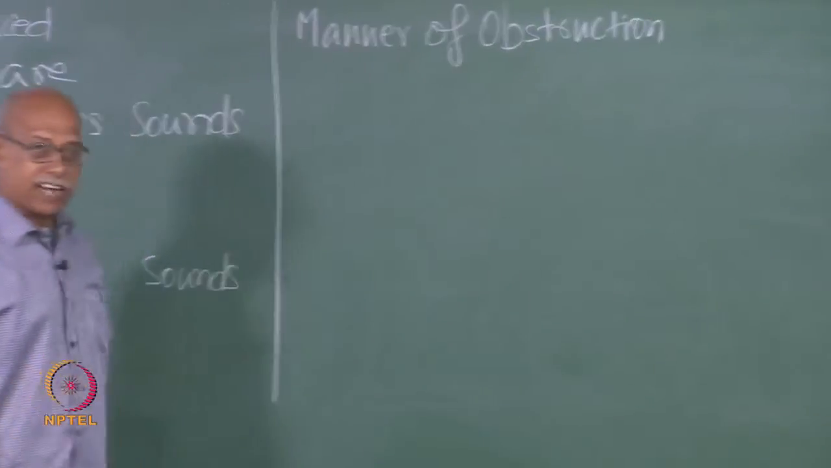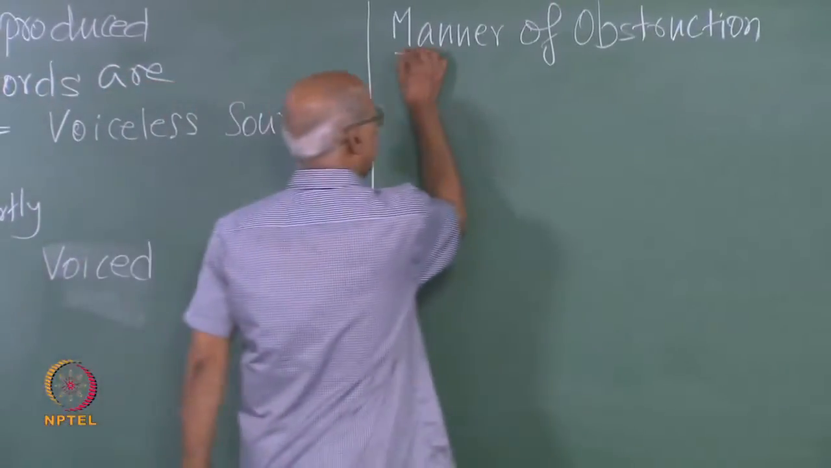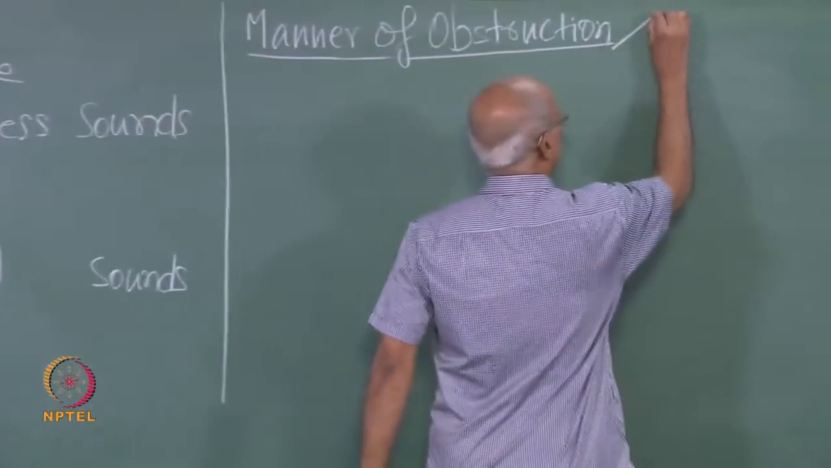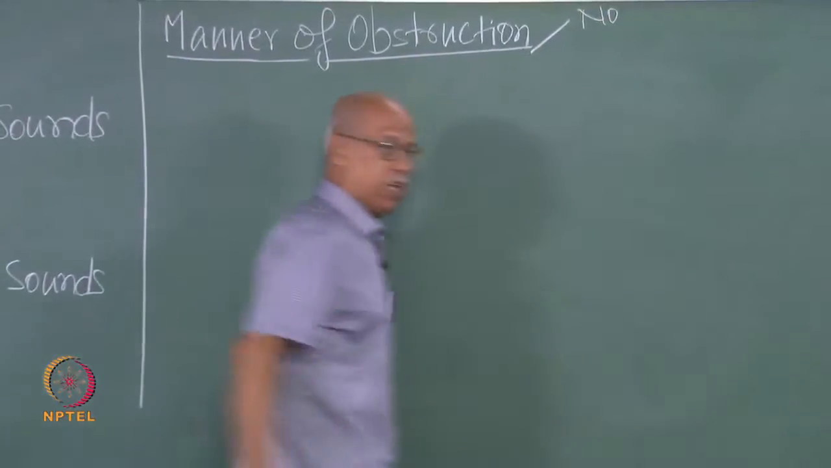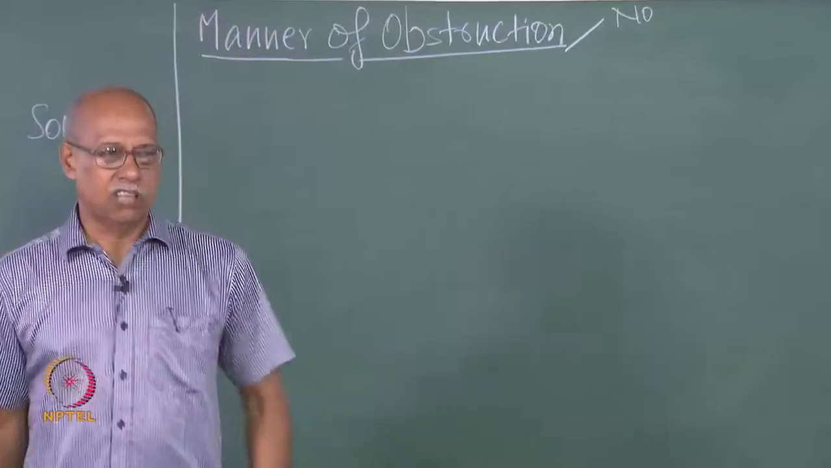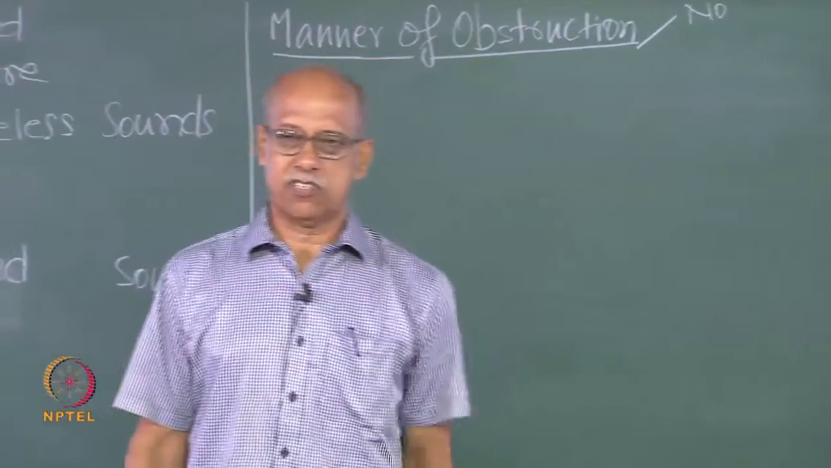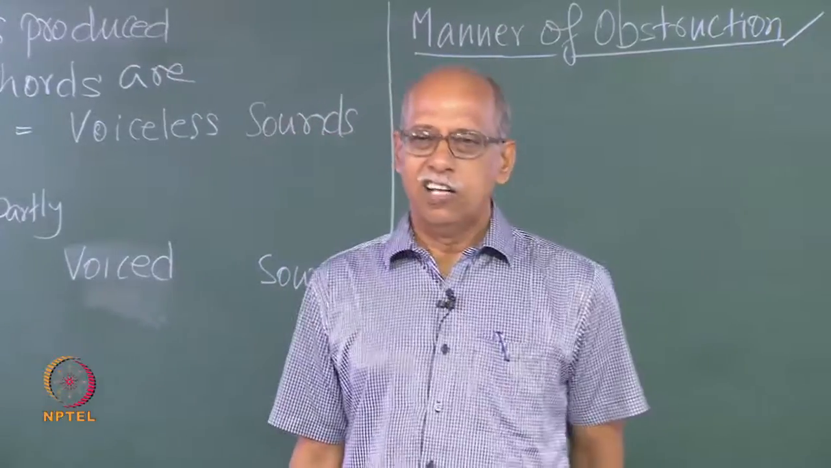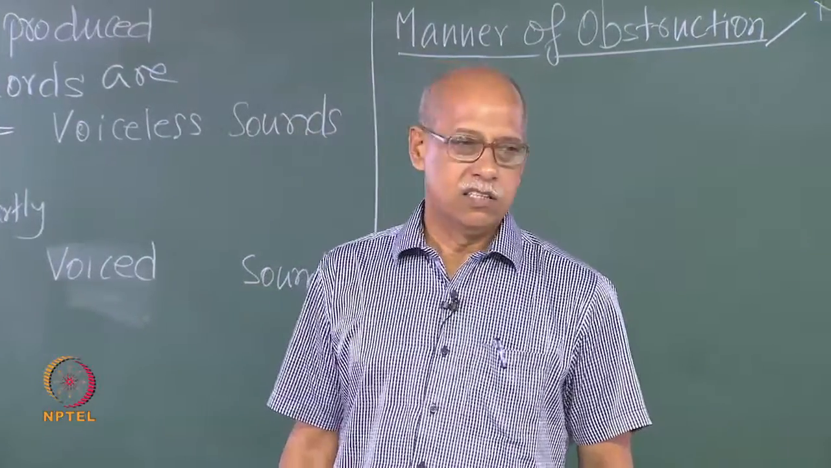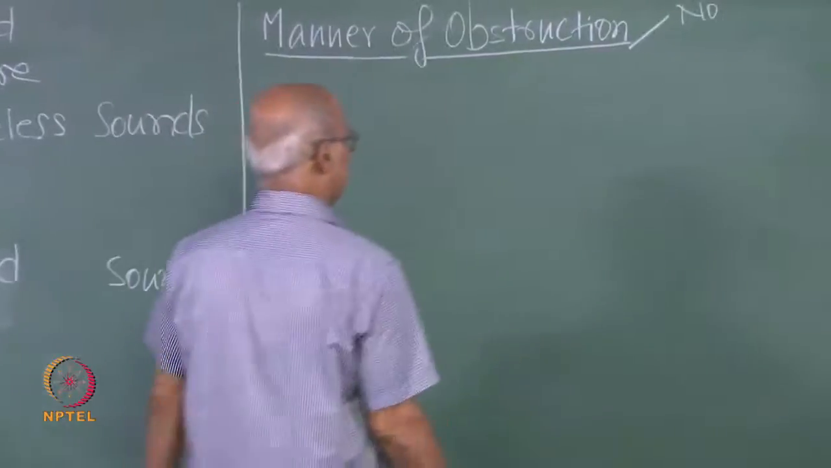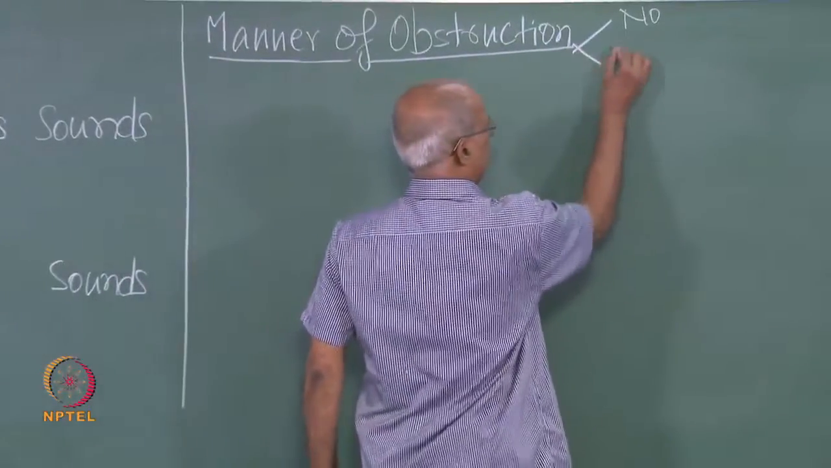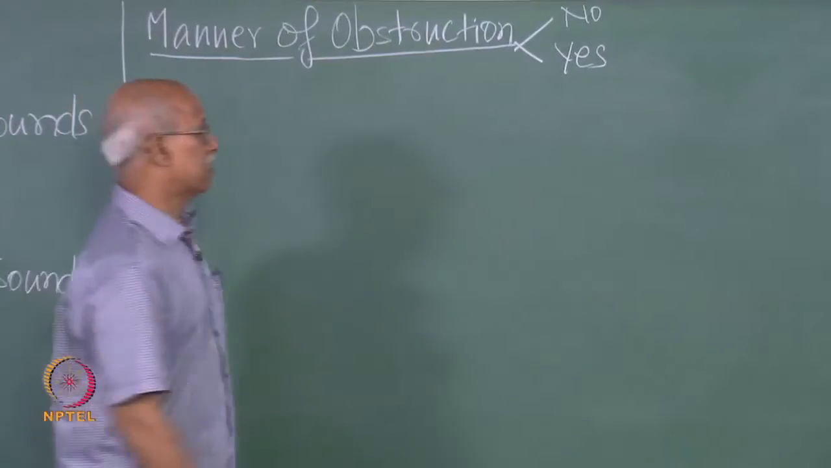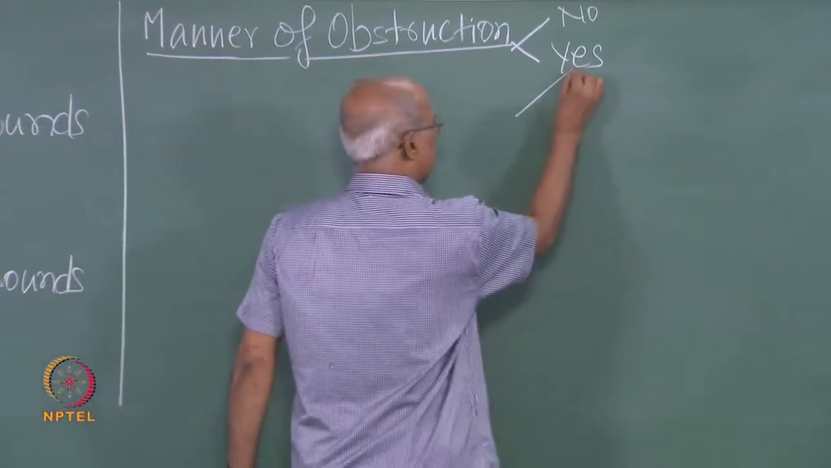Manner of obstruction can differ. Either you have no obstruction, okay? None at all. After the vocal cords, no obstruction. It flows freely. Or there can be obstruction. Okay? But even in the yes, you can have many different kinds.